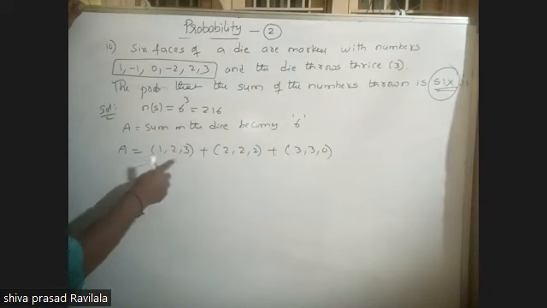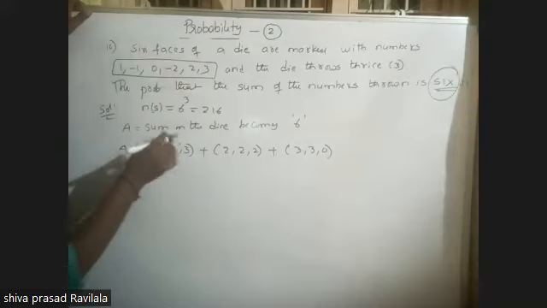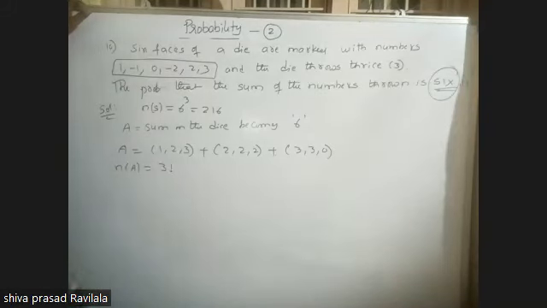You said 1, 3, 2. That is also right. And these three can be arranged. n of A is equal to... These three can be arranged in 3 boxes in 3 factorial ways. 1, 2, 3; 3, 2, 1, like that.